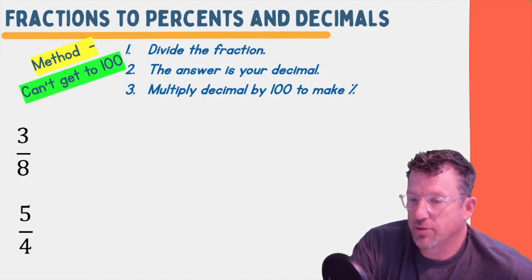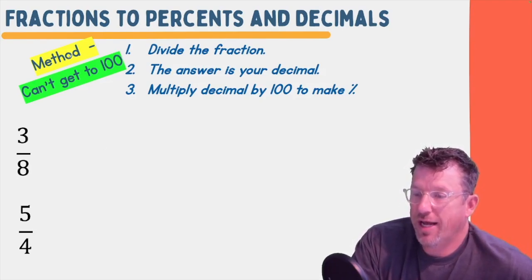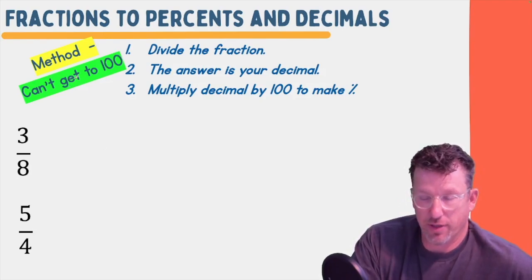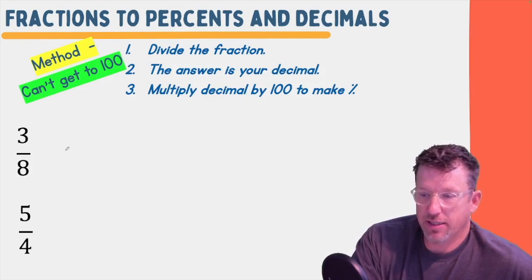Fractions, percents, and decimals. So now let's do another one. What happens if you can't get to 100? So if we look at these and say, well, I just don't think I can get that to 100.